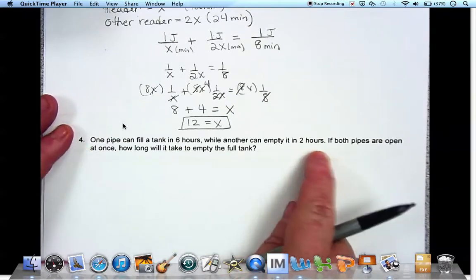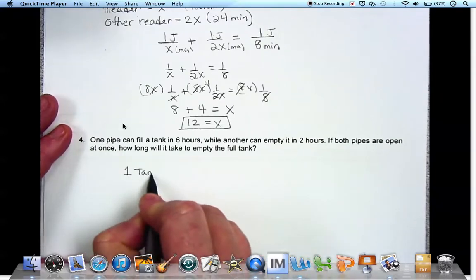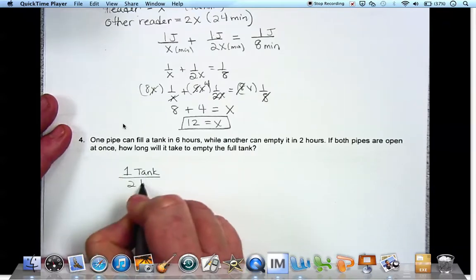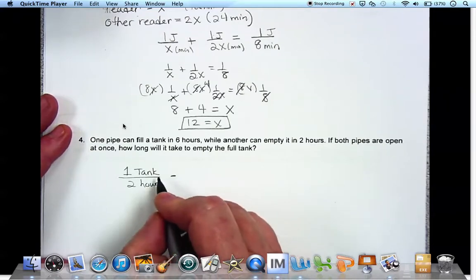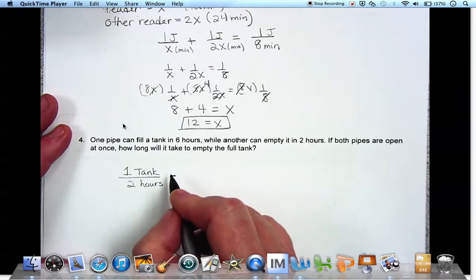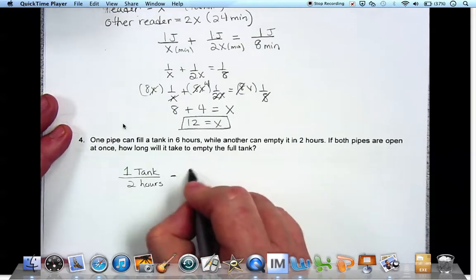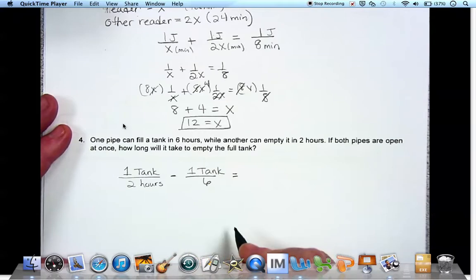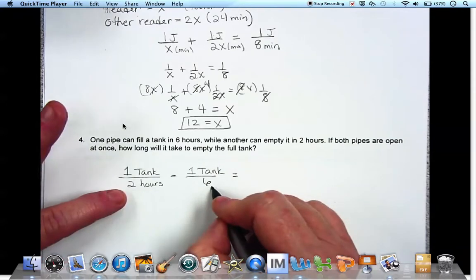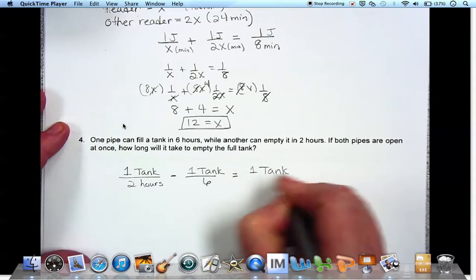So we're going to start with the empty first. To empty one tank, it takes 2 hours. To fill one tank, it takes, and the reason I'm doing subtraction is because I'm trying to empty the tank. But as I keep filling it, that is going opposite of what I want. So I can fill one tank in 6 hours. How long will it take with both of them going to empty the tank? So one tank in x hours.